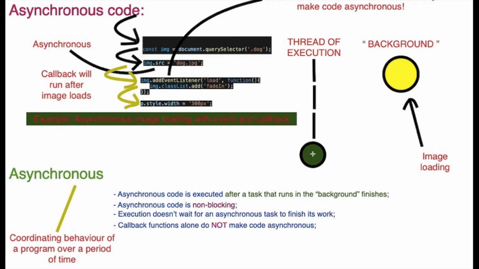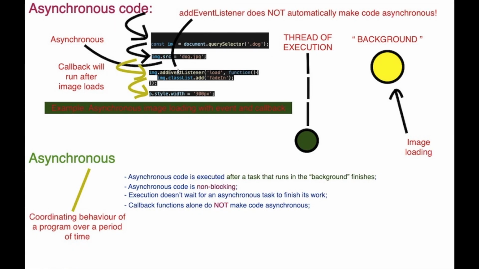And so at this point, I believe that you have a pretty good understanding of asynchronous code. There is just one more important thing that I need to mention, which is the fact that event listeners alone do not make code asynchronous, just like callback functions alone do not make code asynchronous. For example, an event listener listening for a click on a button is not doing any work in the background. It's simply waiting for a click to happen, but it's not doing anything. And so there is no asynchronous behavior involved at all. What makes this code example asynchronous is simply the fact that the image is loading asynchronously in the background, but not the fact that we are listening for the load event to happen.